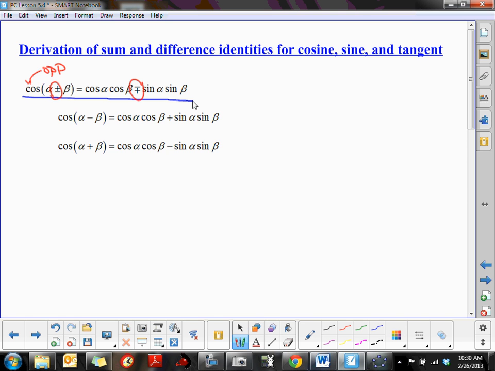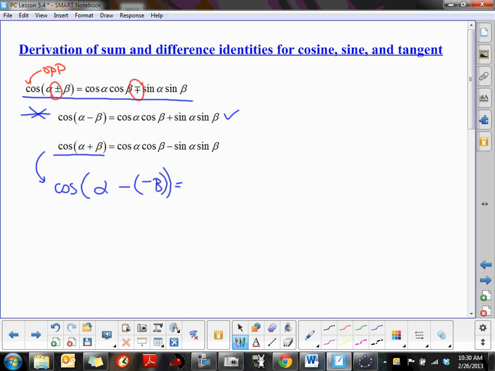We have this one already proven, the cosine of alpha minus beta, so we're going to use that to find the cosine of alpha plus beta. We come up with a creative way of writing it. Instead of the cosine of alpha plus beta, we can write the cosine of alpha minus negative beta. This is just a creative way of rewriting an addition problem into a subtraction problem, which means we can then use our cosine of a difference identity to verify the cosine of a sum. So these are equivalent, but now we can apply our cosine of a difference.